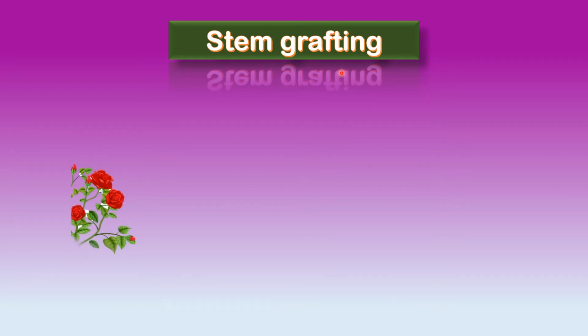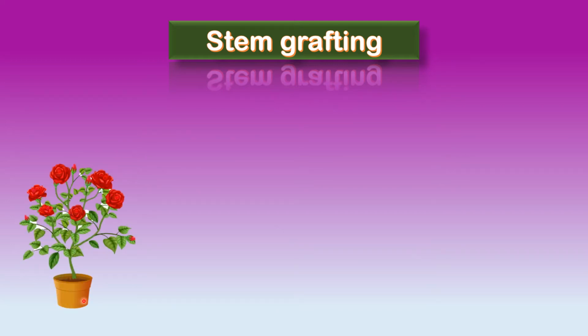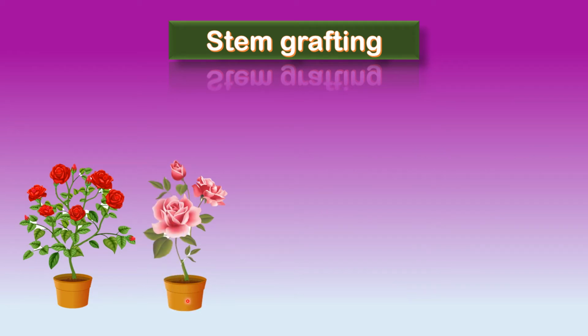For example, children, here I have taken one red rose plant and another pink rose plant. Here what I will do, I'll take the stem of the red rose plant and the stem of the pink rose plant and I'll combine both together. And this process is what? This process is grafting. How to combine it?